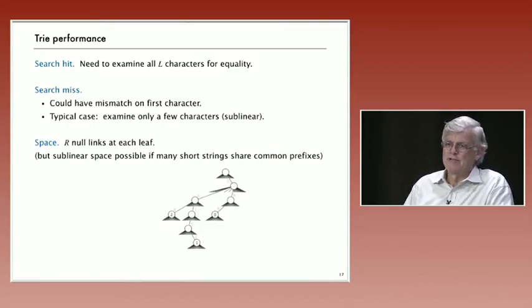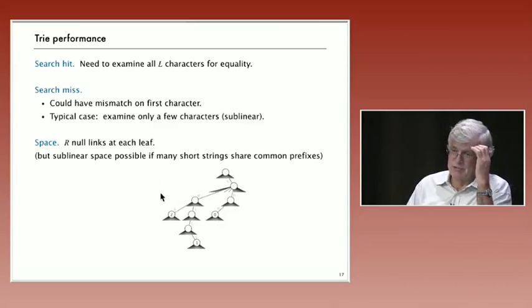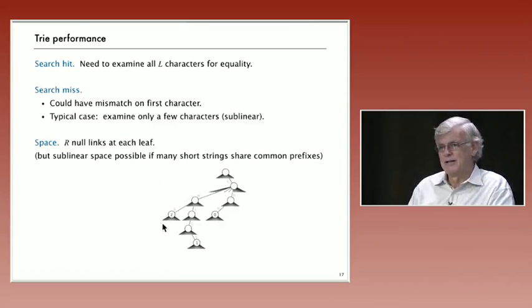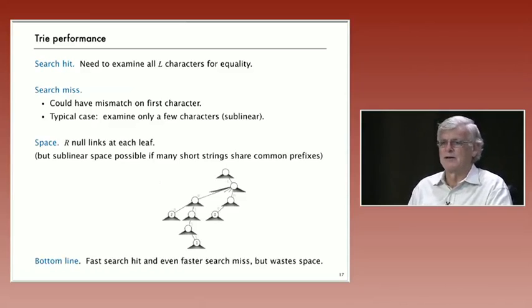Now, the downside of trie performance in lots of applications is the amount of space used. There is the problem that every node's got R links in it, and particularly down at the bottom, the leaf nodes that correspond to the last characters in keys, there's going to be null links. Now, it is possible in a huge trie with lots of strings that are short, sharing common prefixes, to actually use much less space than this. But the R null links at each leaf is a real problem in some applications, and we're going to take a look at how to deal with that.